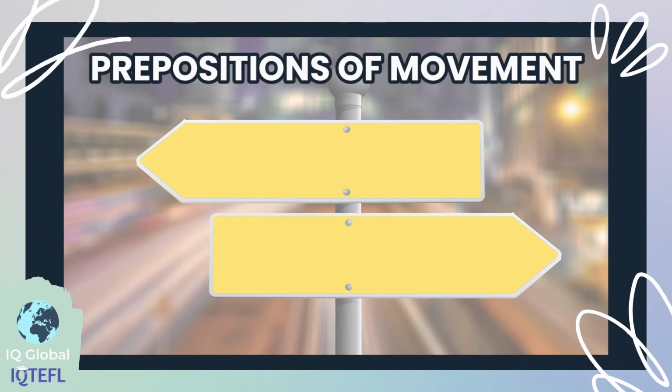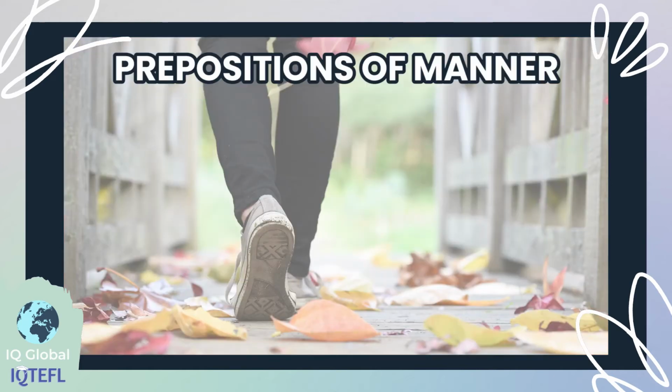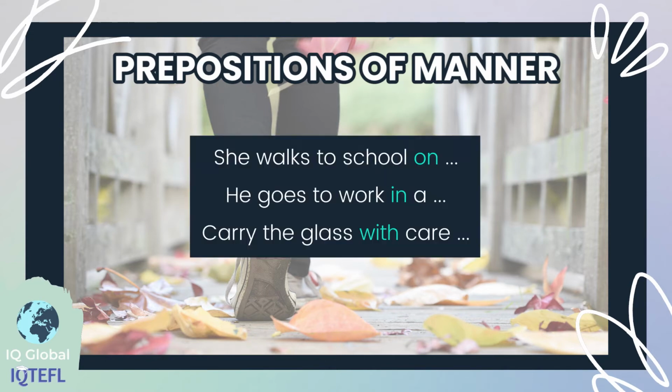3, prepositions of movement. We can use them in the following ways. Turn left at. She walks to. She runs along the. 4, prepositions of manner. We can use them in sentences such as she walks to school on. She goes to work in a. Carry the glass with care.